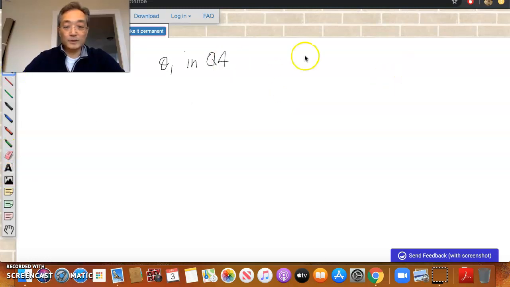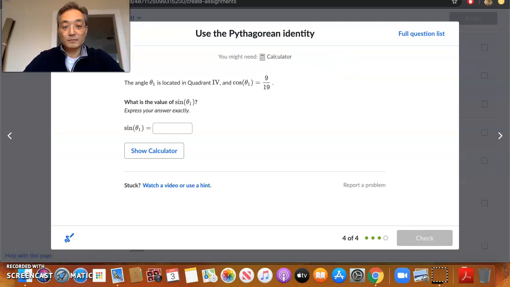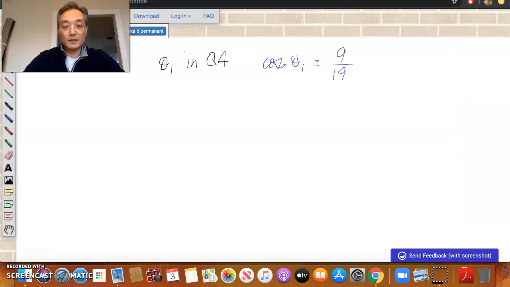So the cosine of theta 1 is equal to 9 over 19. Let me just make sure that's correct. And that is correct. Okay? So they want us to find cosine of theta 1. Okay, what is the sine of theta 1?